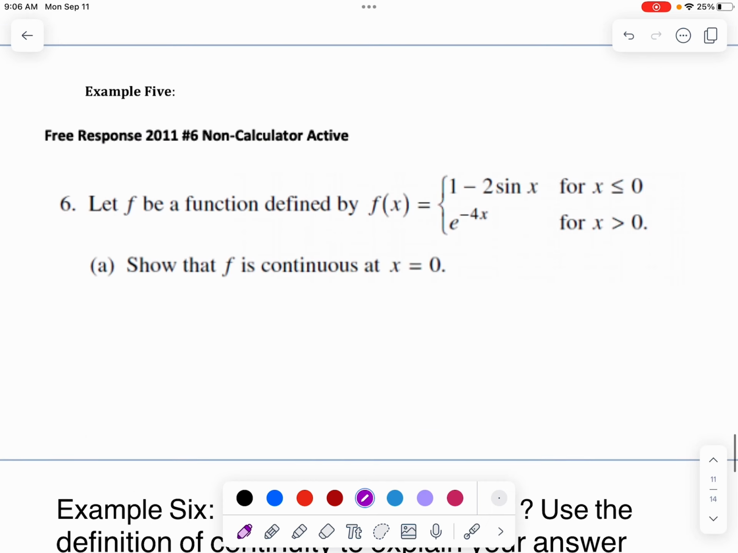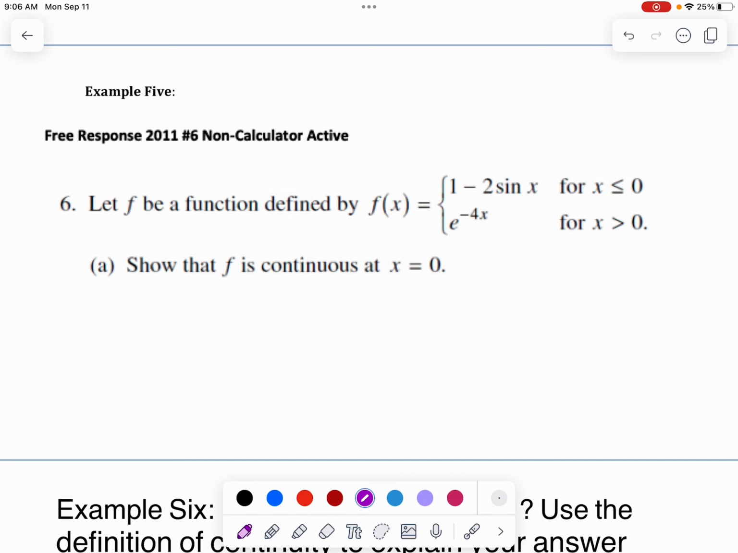This is actually a free response, non-calculator active problem from 2011, so 12 years ago. Let f be a function defined by f of x equals 1 minus 2 sine of x for x less than or equal to 0, and e to the negative 4x for x greater than 0. Show that f is continuous at x equals 0.